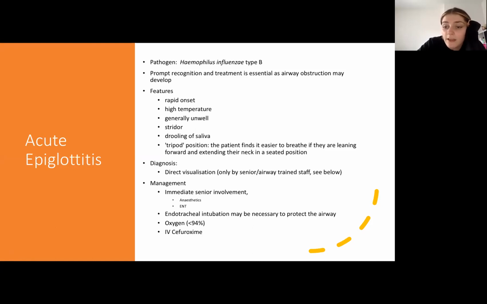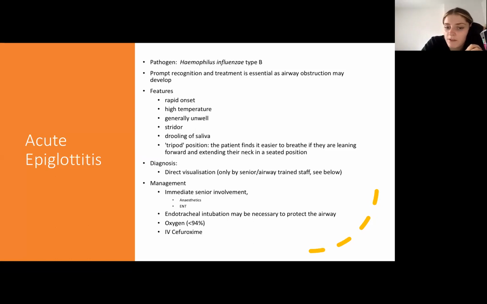So if you think you have a child with epiglottitis, don't examine them, don't go near them. Call anaesthetics or ITU, someone that is comfortable with airways, because if you agitate this child in any way, their airway is more likely to close. And if that happens, they're going to go straight downhill. So you need someone there that is comfortable with airways, comfortable with children, and who can examine that child properly.